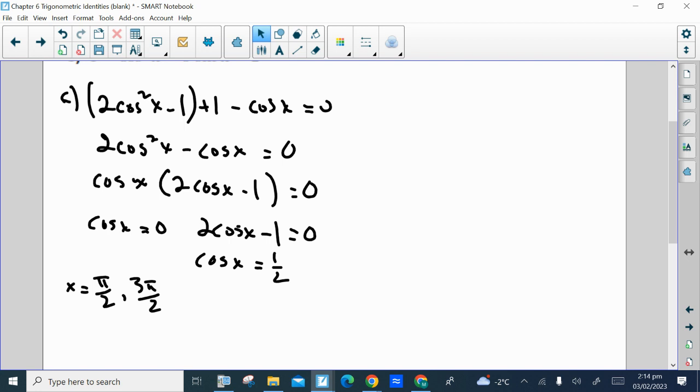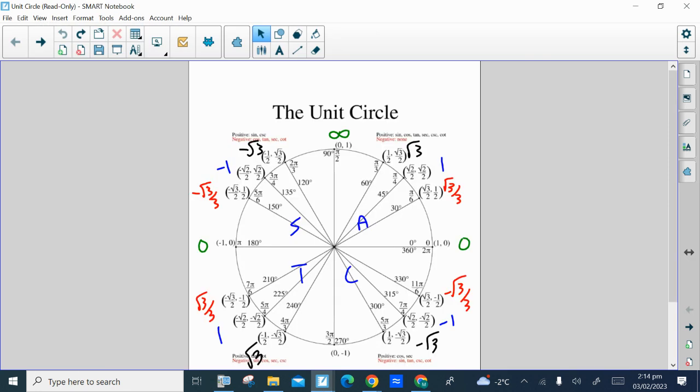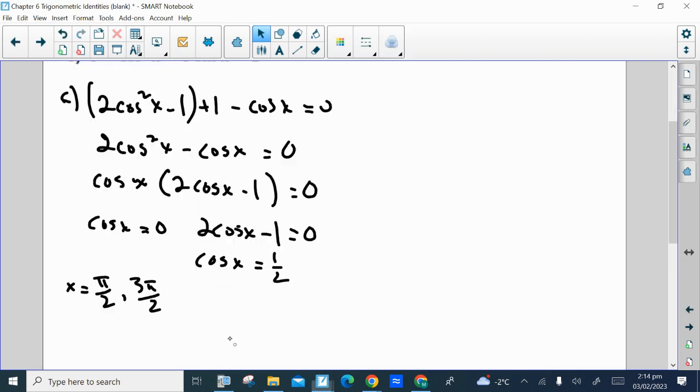And our second set of solutions will come where the cosine of x equals 1/2. And remember that cosine is the x value, and that equals 1/2 here at pi on 3, and down here at 5 pi on 3. So there's our other two answers, pi on 3 and 5 pi on 3. And once you find these solutions, you can always check them in your calculator.